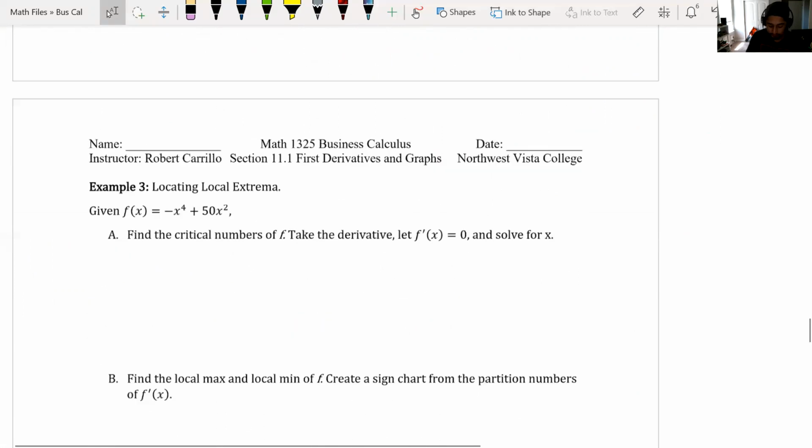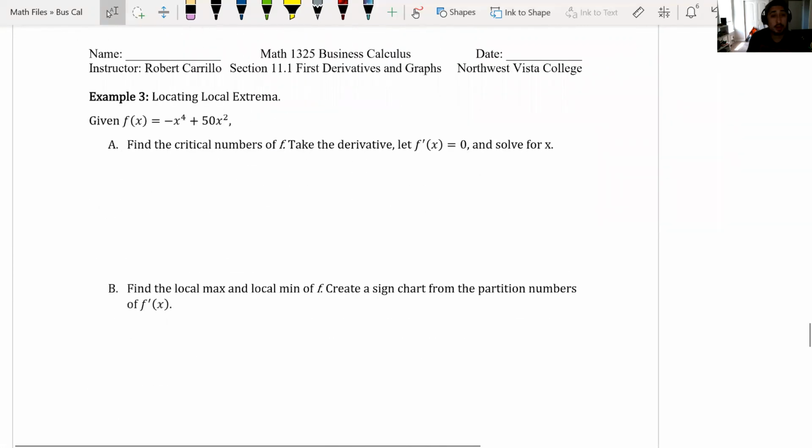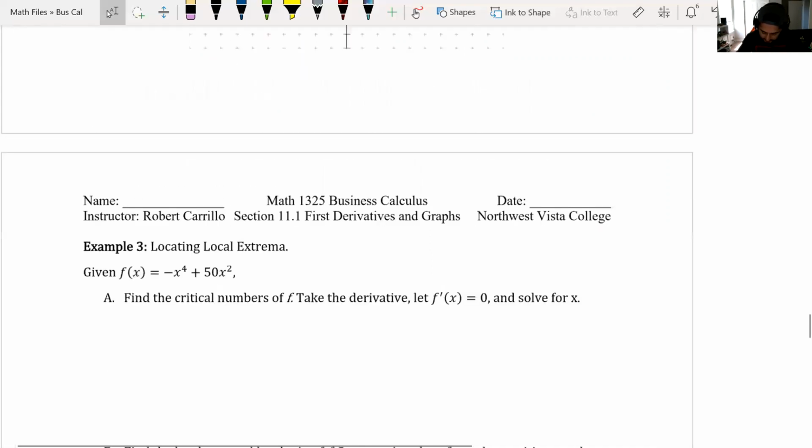Almost there. Number 3, same exact process. Let's do it. Okay, so we want to graph the original function. So let's find the critical numbers first. Take the derivative, set it equal to 0, solve for x. Find your critical numbers, make your sign chart, find your max and min, then let's plot. So here we go, speed run.